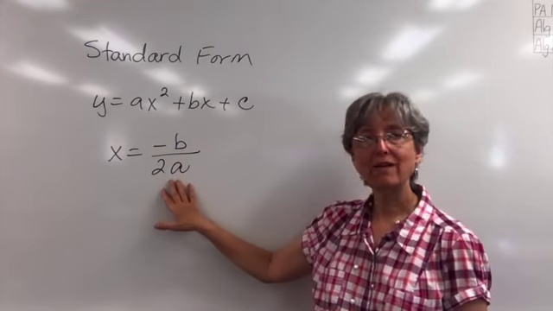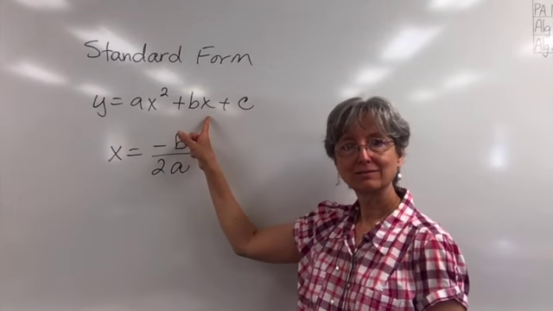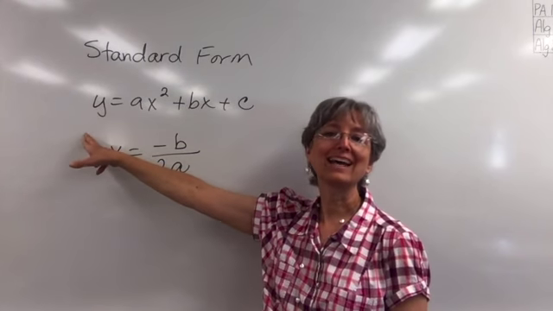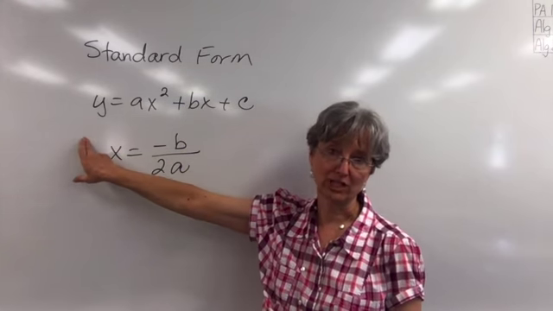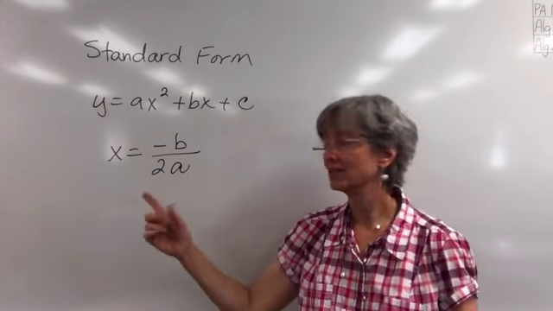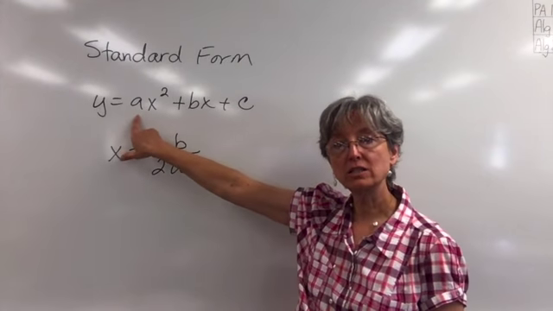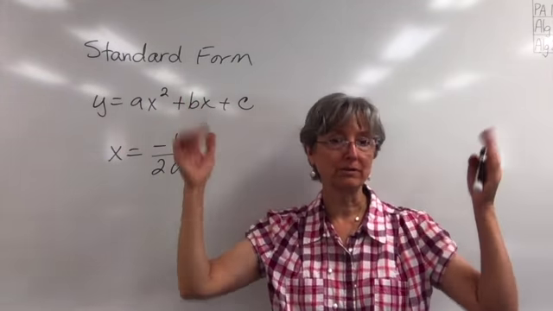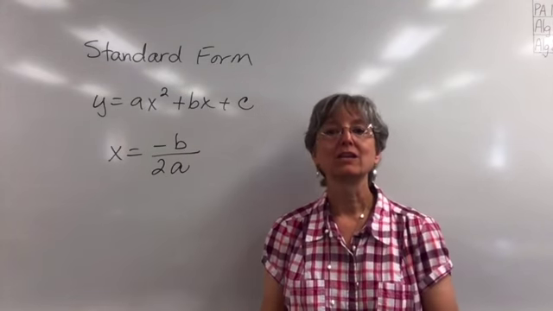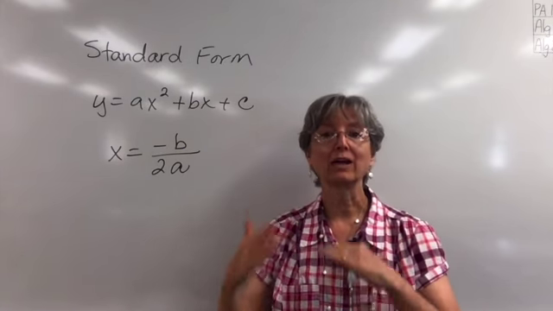So once you have that value, you can plug that in for x and then solve to find y, and that'll give you the y of your vertex. So now you have your whole vertex. This negative b over 2a is really, really important. If this a is positive, your parabola opens up. If this a is negative, your parabola opens down. That way you can tell whether it has a maximum or a minimum, and what that is.